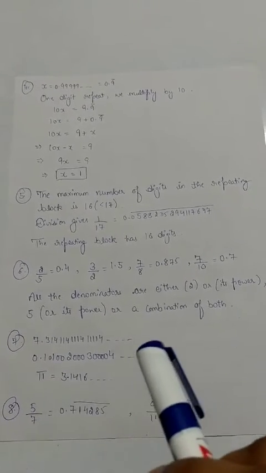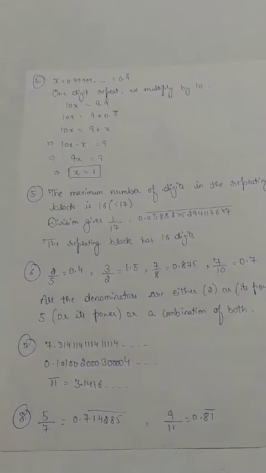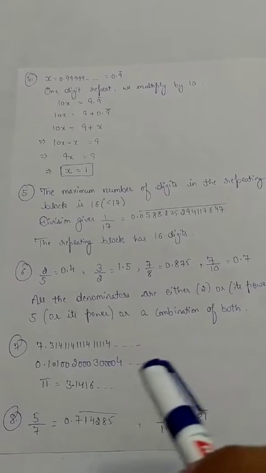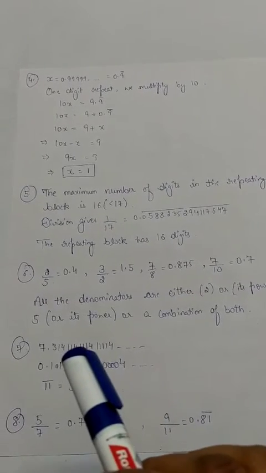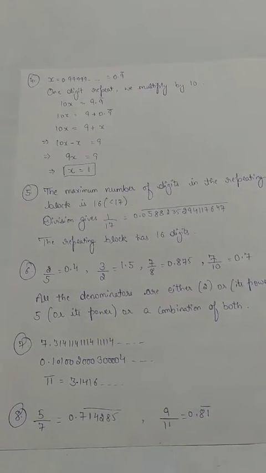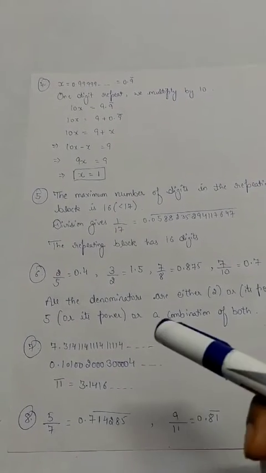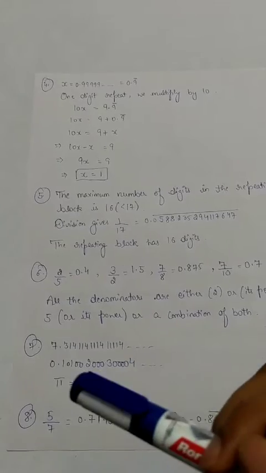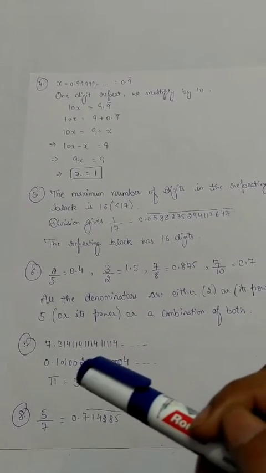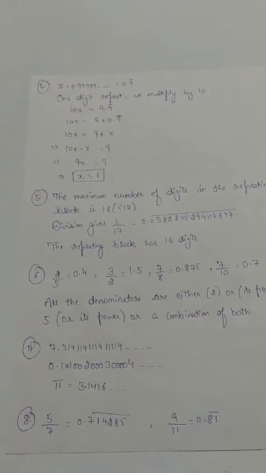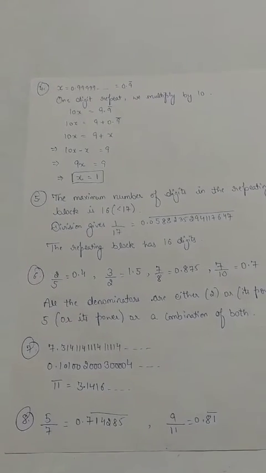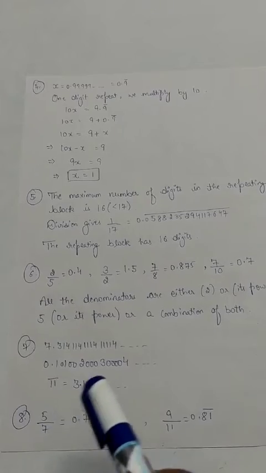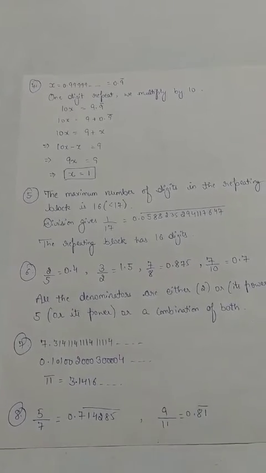Moving to the seventh sum. We have written those numbers which are non-terminating and non-reoccurring. For example, 7.314114114 is non-terminating but non-reoccurring. Again we have 0.10, 100, 2000 and so on. So it is again non-terminating and non-reoccurring, and the value of pi is again non-terminating.